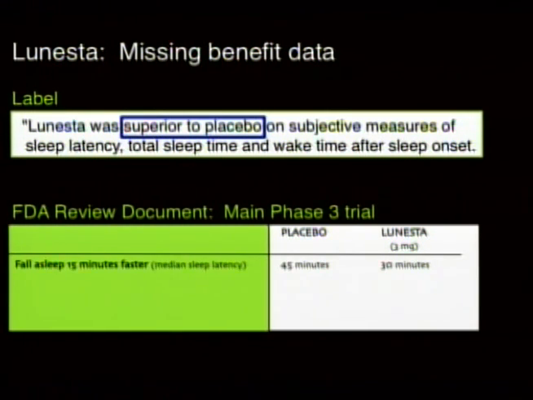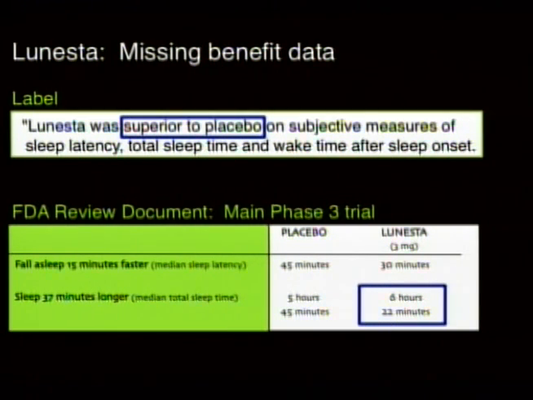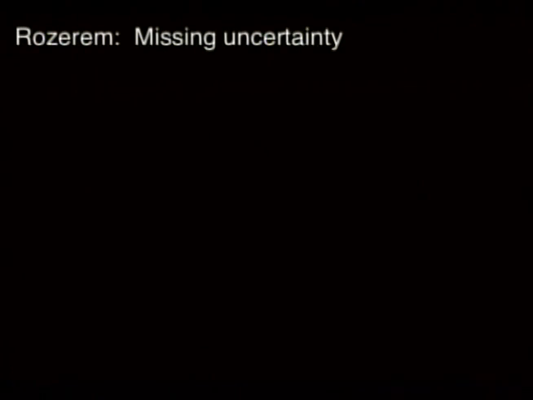And it turns out that Lunesta helped people to fall asleep 15 minutes faster and sleep 37 minutes longer. But even with the drug, the average time that people slept was only 6 hours and 22 minutes, which means they still would have met the criteria for chronic insomnia that you needed to get into this study. So the average person on the drug is not sleeping all through the night or 8 hours. Rosarum is a second example which highlights the idea of missing uncertainty.